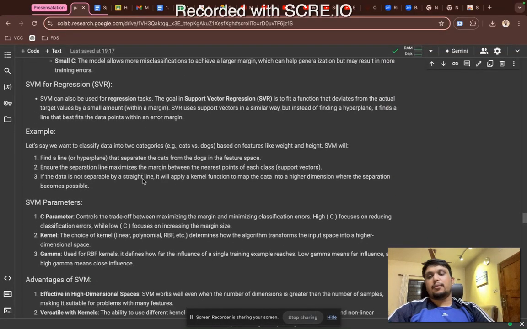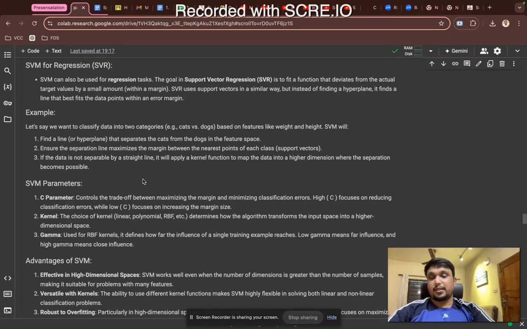And what are the tuning parameters in an SVM? We have the C parameter. A high C represents low classification errors, and a low C focuses on increasing the margin size. Kernel, so you can have different choices for the kernel. It could be linear, polynomial or RBF.